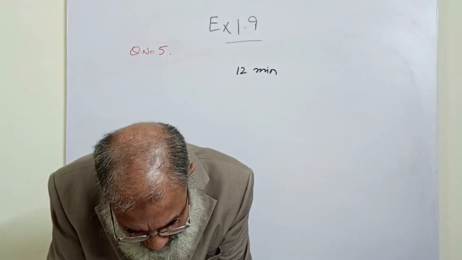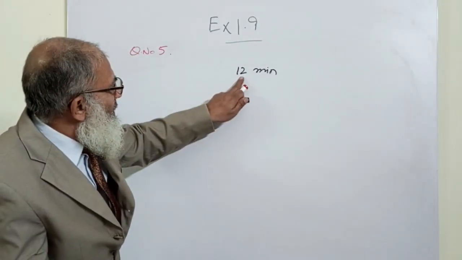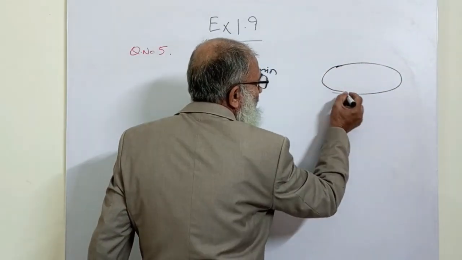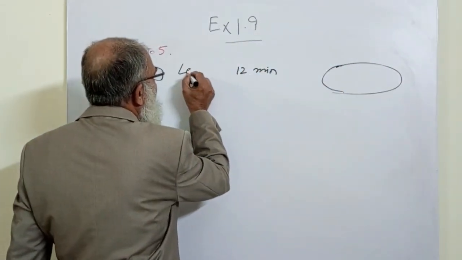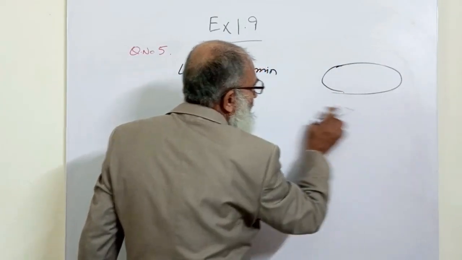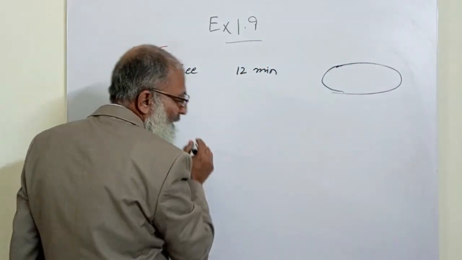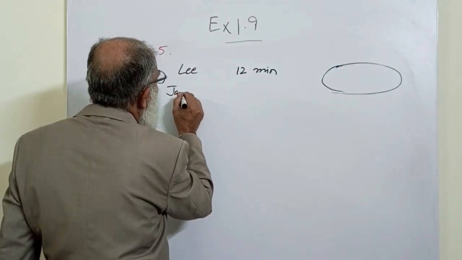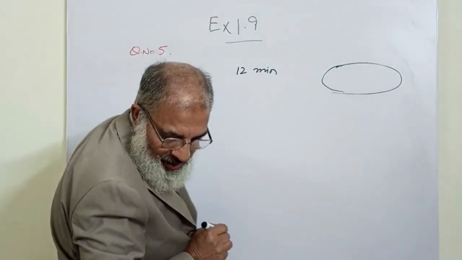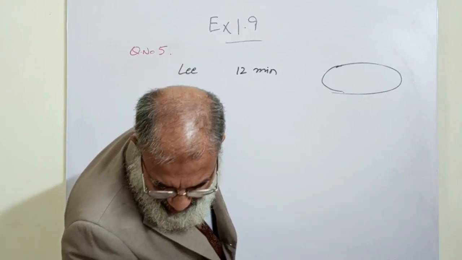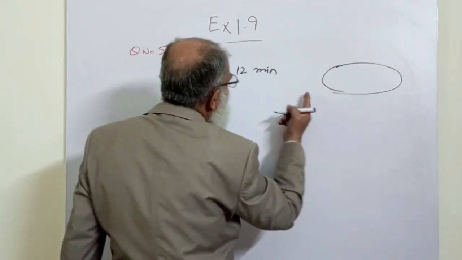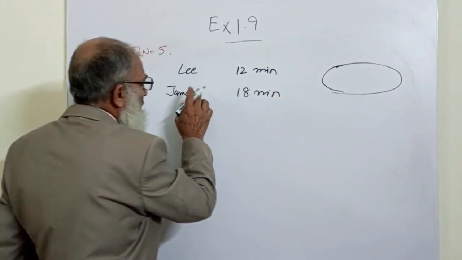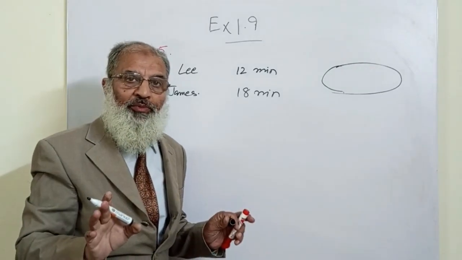There is a running track, like this. Now Lee is covering this whole track in 12 minutes. And who is the second? It is James. James is running the same track in 18 minutes. So this is the total data which is given to me.